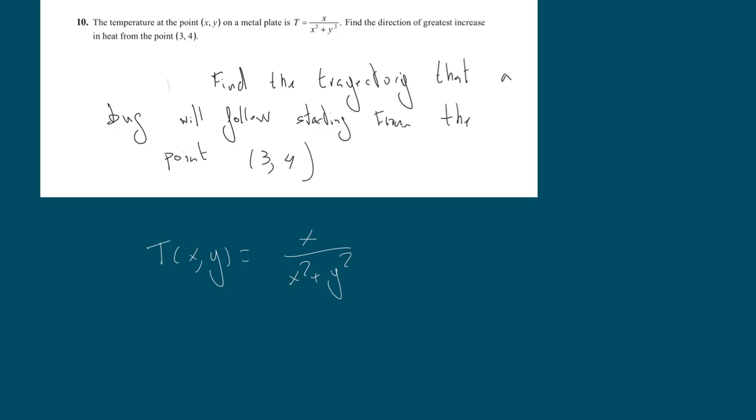If this is the temperature, the insect that we are imagining on the surface of the plane xy will move in the direction of the greatest increase in heat, and the direction of the greatest increase in temperature is the direction of the gradient of the function. And this is a vector function, a vector field.